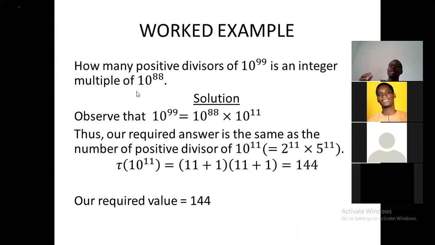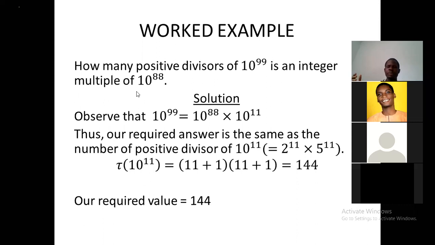So we're looking at numbers. Divisors of a number are less than or equal to that number. So we have to find how many positive divisors of 10 raised to the power 99 are an integer multiple of 10 raised to the power 88. In other words, these divisors of 10 raised to the power 99 must be at least 10 raised to the power 88.